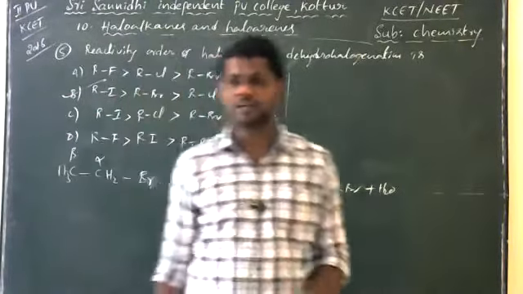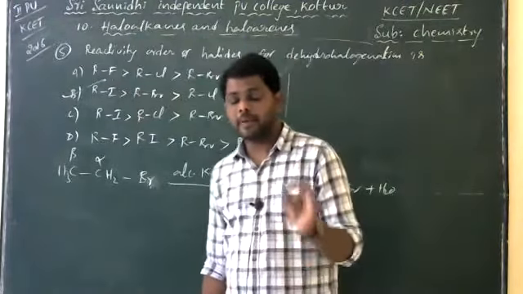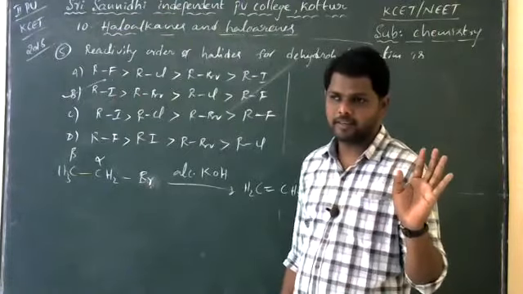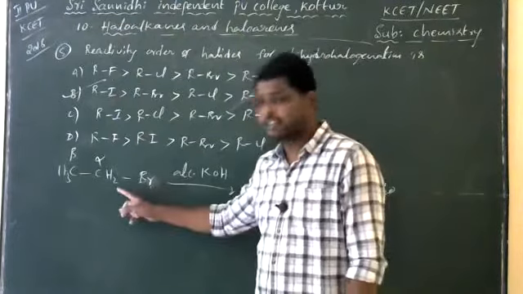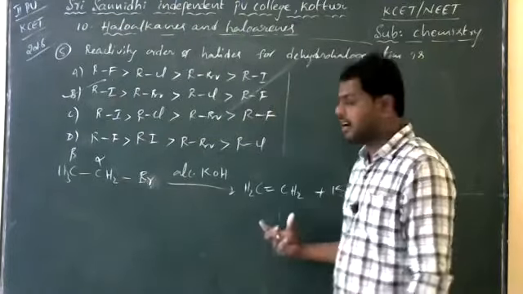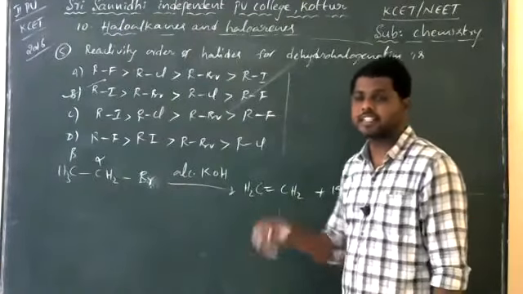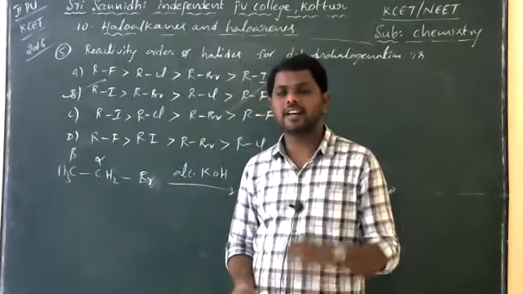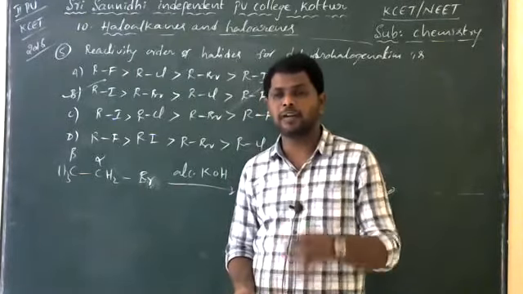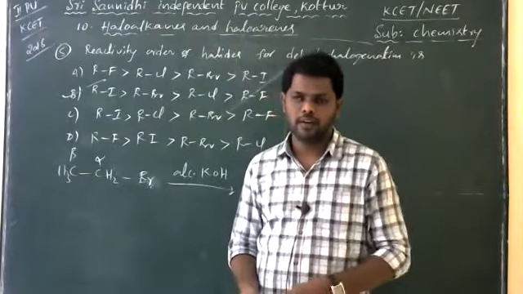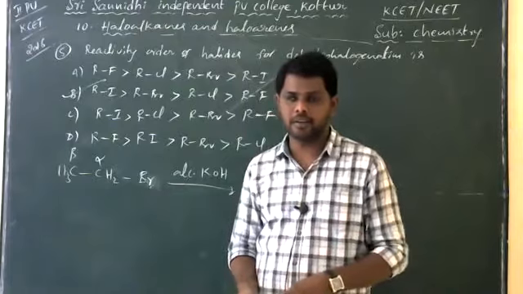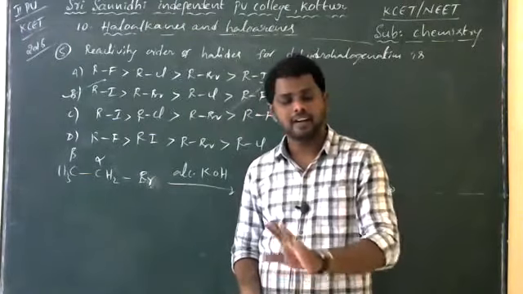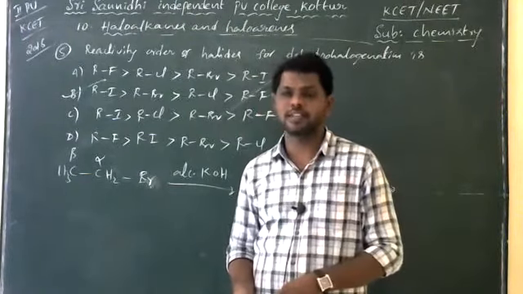So in dehydrohalogenation, the preferred product must be alkene, right? In the case of symmetrical alkyl halides, getting the alkene is easy, but in the case of unsymmetrical alkyl halides, the preferred product must be the alkene which has the greater number of alkyl groups attached to the doubly bonded carbon atom. This is called the Saytzeff rule. According to this rule, the major product is formed.